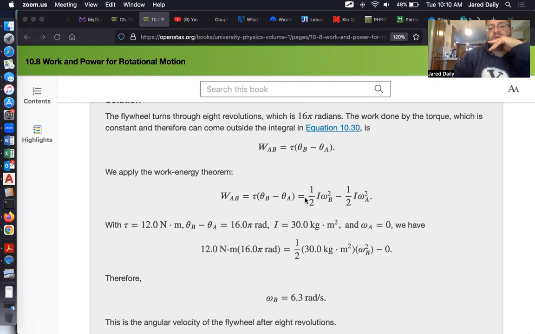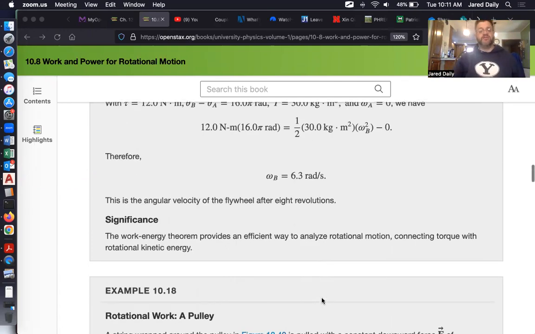Once we've got that in there, we need to put this in our equation with I's and omegas. The I's are 30 for both of those. But the angular velocity is different, because they say that we start at 0, so the second one becomes 0, and we end at something we're trying to calculate, which we're going to call omega b. So then we've got our equation built up. The left side has the work done. The right side has the difference in rotational kinetic energy. We solve for omega b, and we get 6.3 radians per second after 8 revolutions.